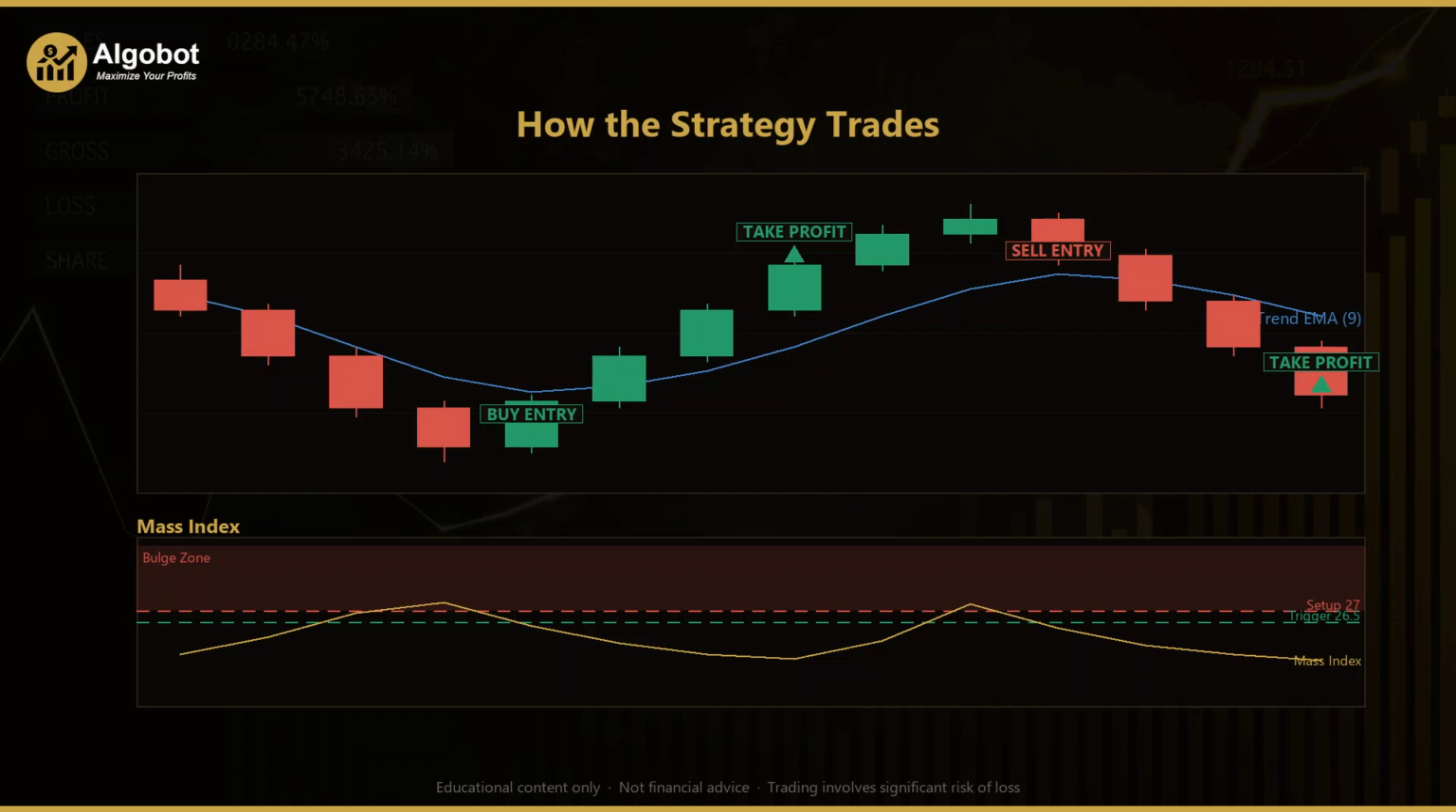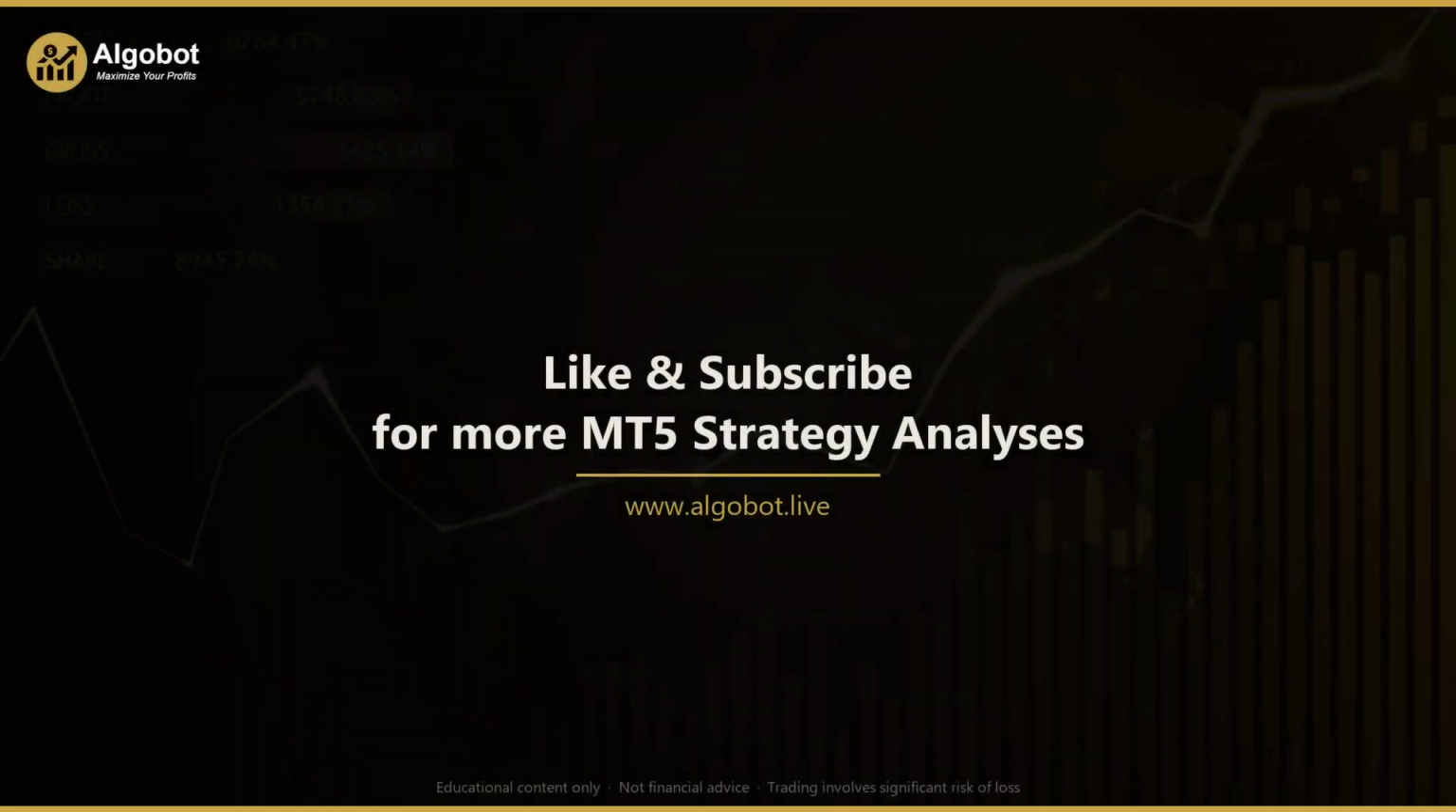Step back, and you can see the rhythm of the whole approach. The mass index times the moment, rising into a bulge and then fading back below the trigger. The trend EMA slope decides the direction, always against the tired move. And the ATR sets the distance for both the stop and the target, so risk scales with volatility. Of course, not every signal behaves this cleanly. Real markets produce false signals and losing trades, which is exactly why the fixed stop loss on every position matters so much.